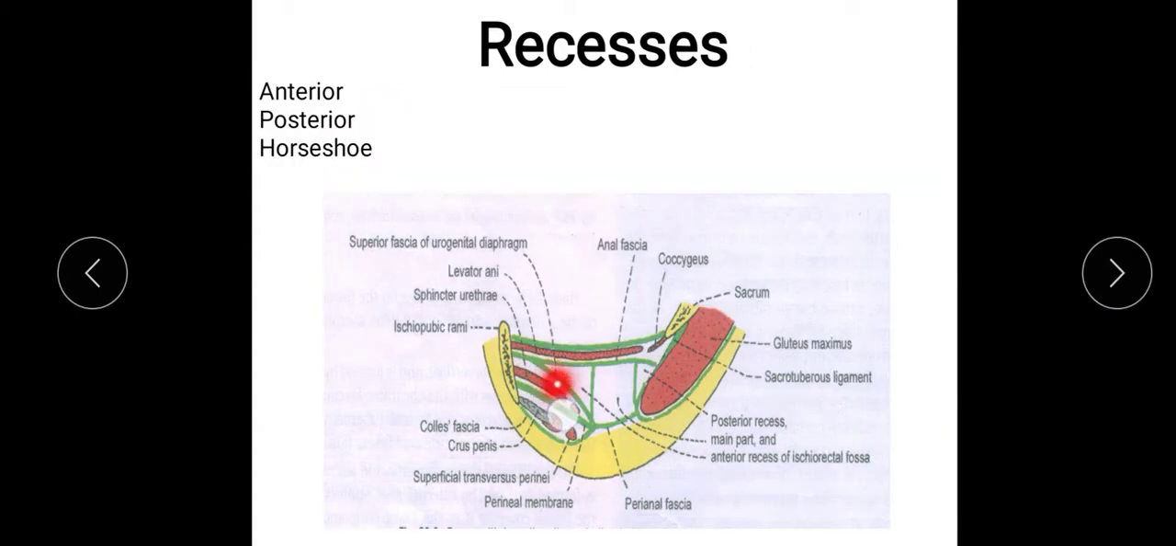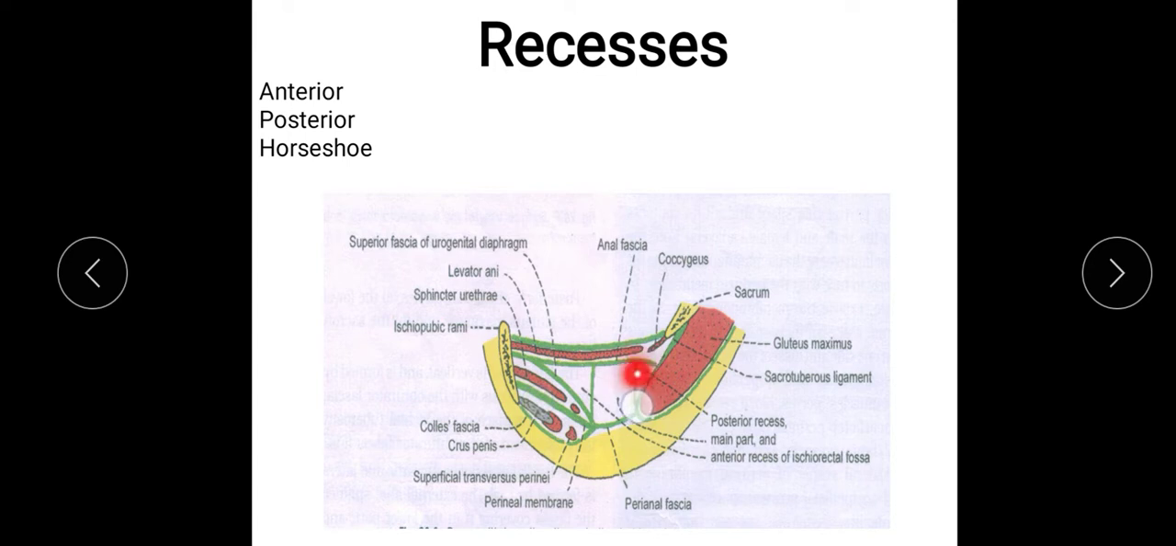This one is the anterior recess. This one is the posterior recess. And there is one horseshoe-shaped recess. The anterior recess extends forward above the perineal membrane, reaching up to the posterior surface or body of the pubis. It is closely related to the prostate in males and vagina in females.